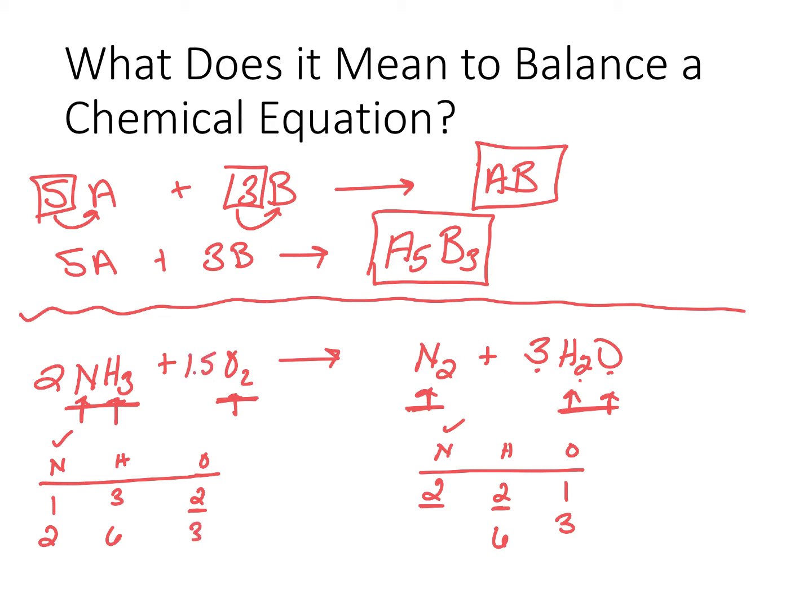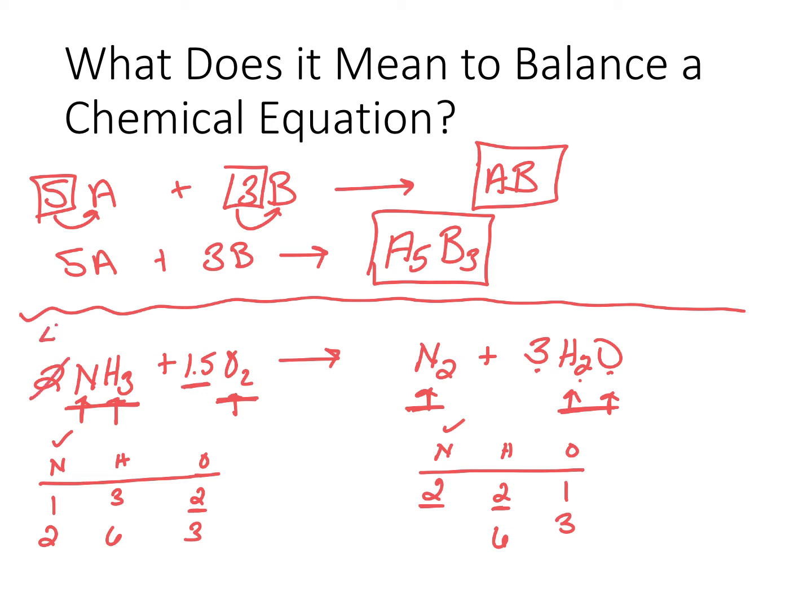So now I have 3 oxygens. I have 6 hydrogens and 2 nitrogens on both sides. So this would appear to be balanced. However, a correct equation will never have anything other than whole numbers as the coefficients. So if you ever end up with a half as a coefficient, but it's otherwise balanced, the quick fix is to multiply all of your coefficients by 2.